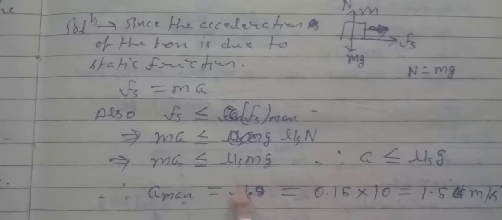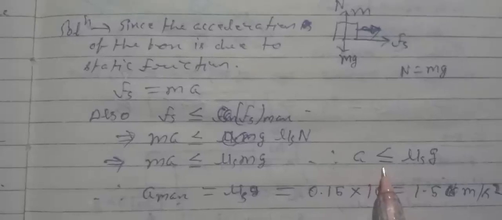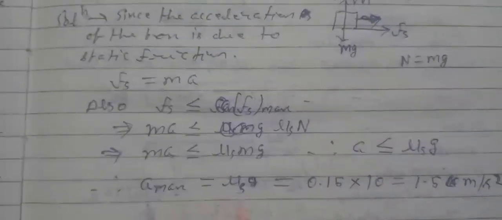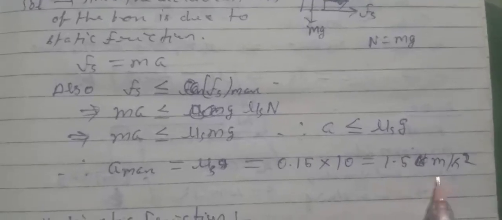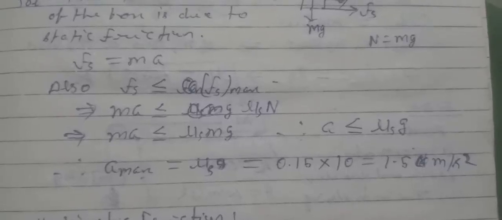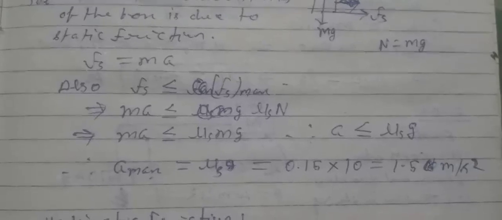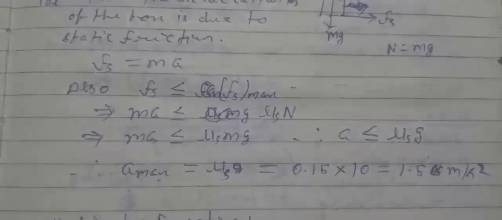Hence, cancelling m with m, we have a less than or equal to mu s into g. Hence the maximum acceleration a max will be mu s into g. Now putting the values of mu s and g, we get 1.5 meter per second square. This means that the maximum acceleration of the train is 1.5 meter per second square, so that the block stays at rest in the bogie.